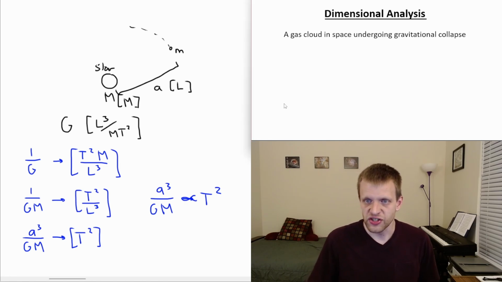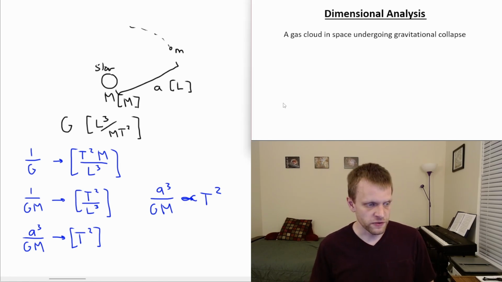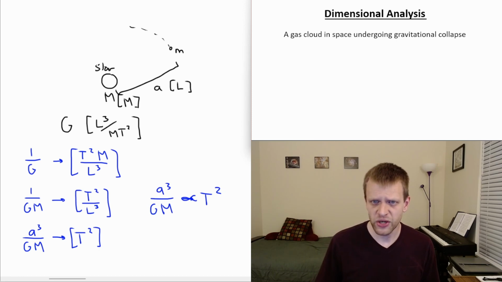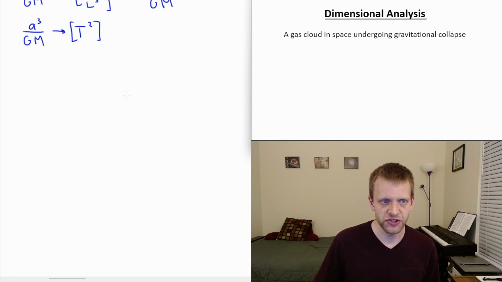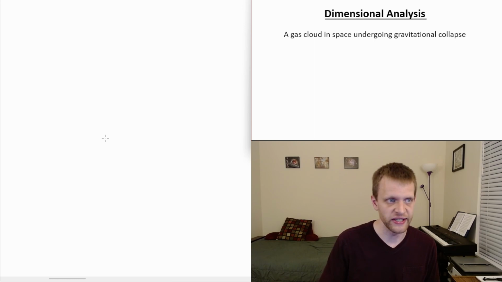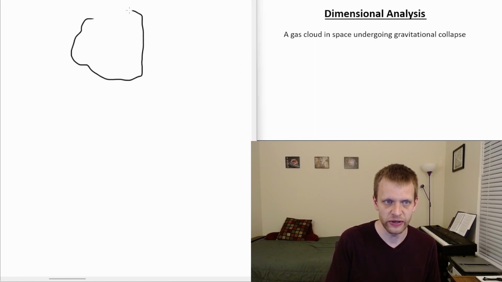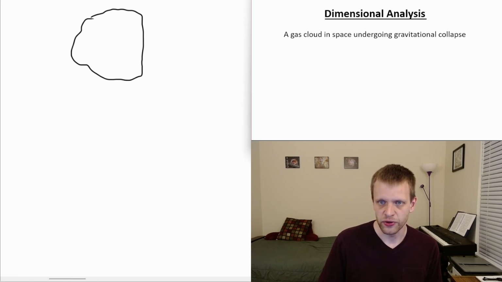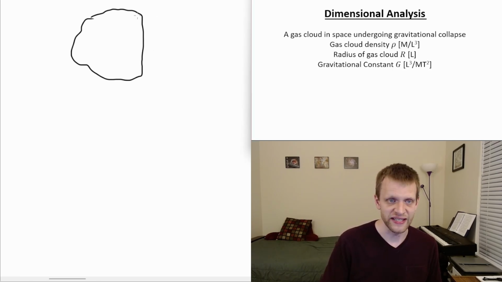Let's look at another case. This one's also going to involve astronomy. Let's say we've got a gas cloud in space undergoing gravitational collapse. So maybe in the early formation of a star, I have this gas cloud out here. And let's say that this gas cloud has a certain density.